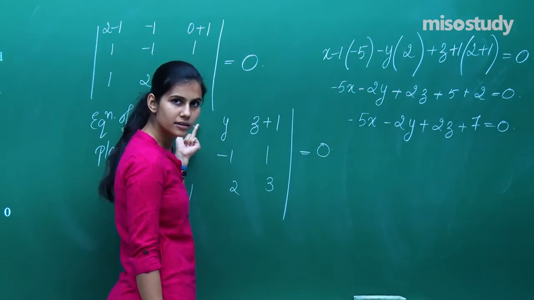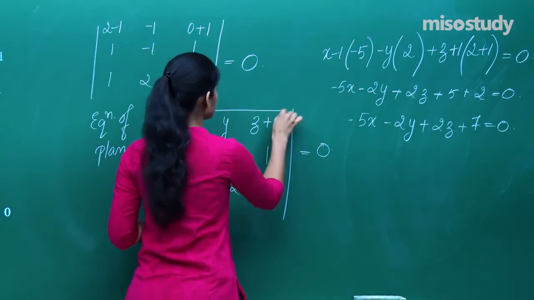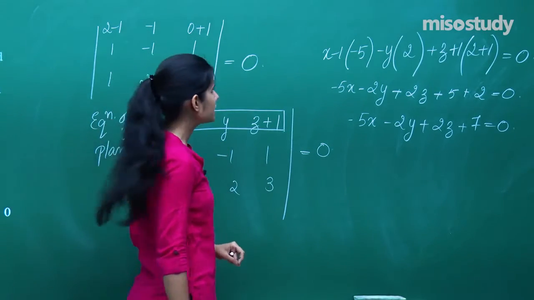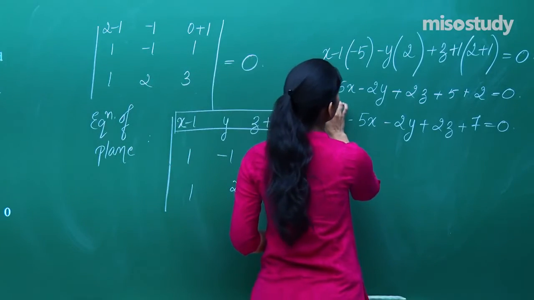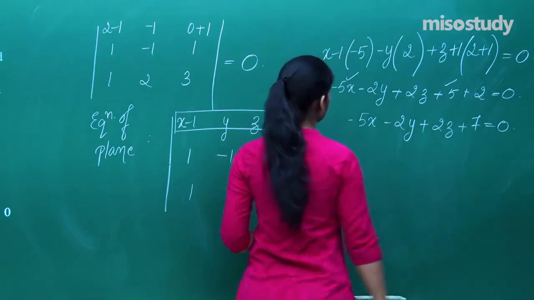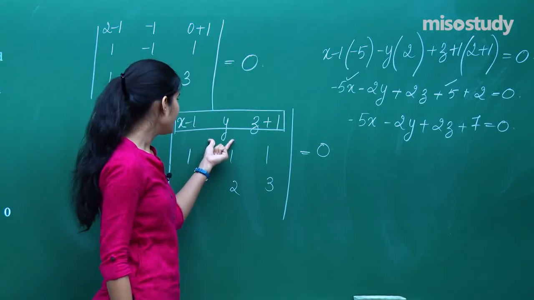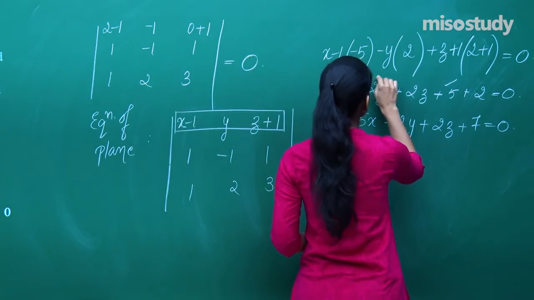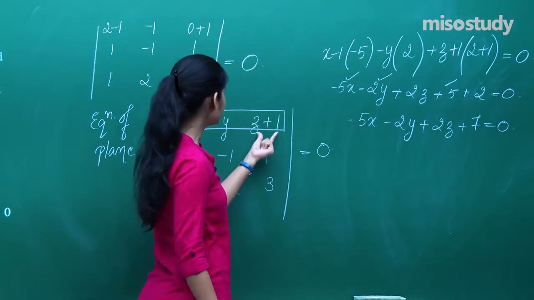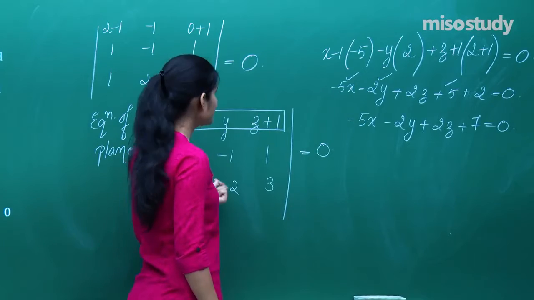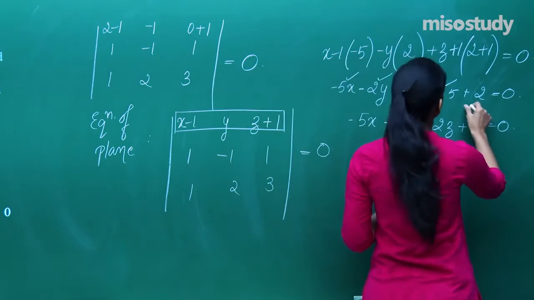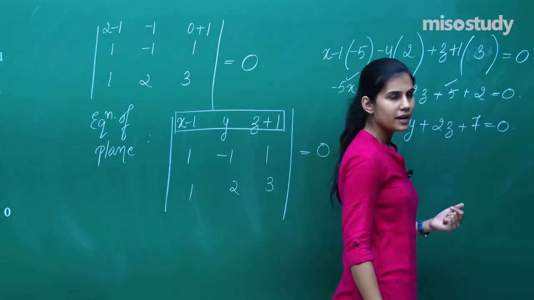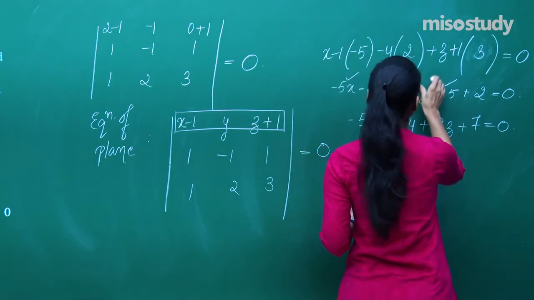So x minus 1, if I am expanding along the first row, then this is minus 3 minus 2, which is minus 5. So you get minus 5x plus 5, right? Then you have minus y, and then you have 3 minus 1, which is 2. So this is minus 2y, and then you have plus z plus 1, and then you have 2 plus 1, that is 3. So this becomes 3. Fine. So you basically get 3z plus 3.